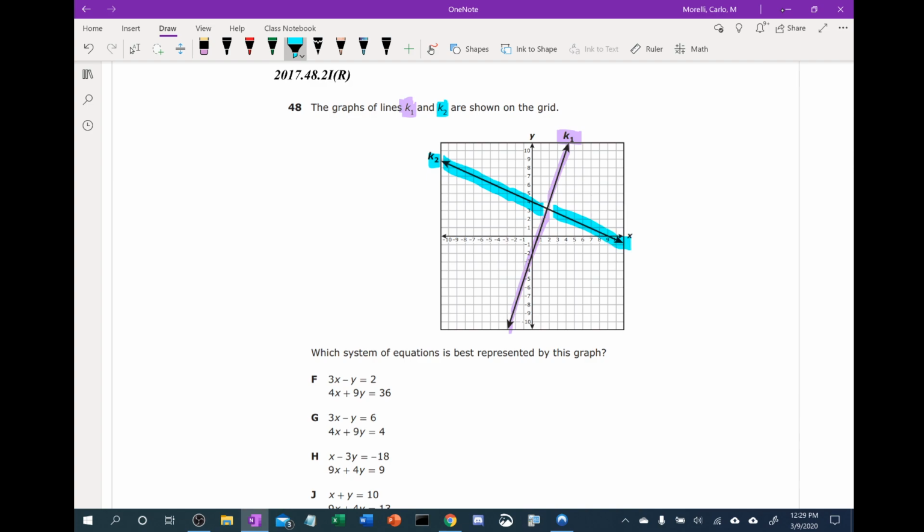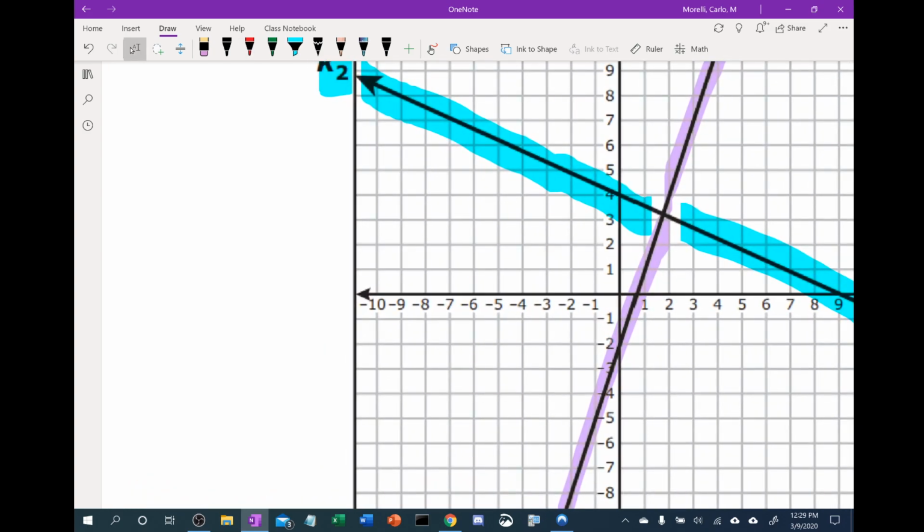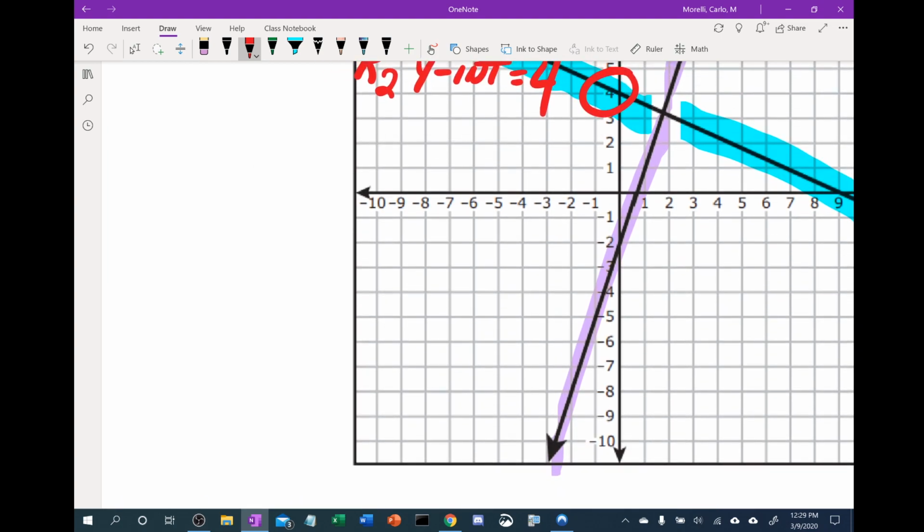Okay. Now, we're going to focus on 2 things on this graph. Ready? We're going to focus on the y-intercept for K2. What's the y-intercept for K2? Okay, so that's going to be super important. And what's the y-intercept for K1?